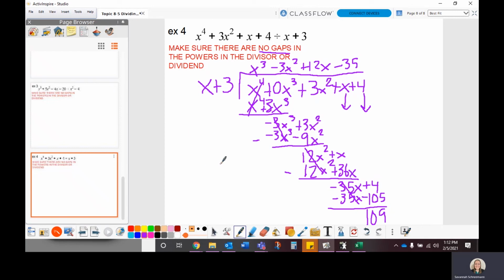So our answer for x to the 4th plus 3x squared plus x plus 4 divided by x plus 3 is going to be x cubed minus 3x squared plus 12x minus 35 plus a remainder of 109. And remember, we put it over our divisor, so that's going to be over x plus 3.